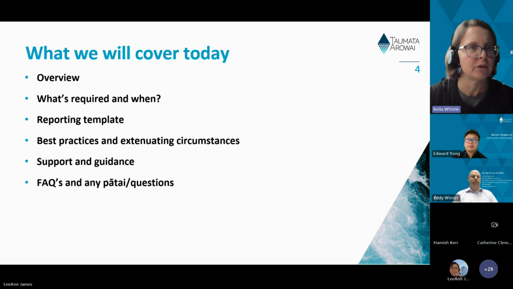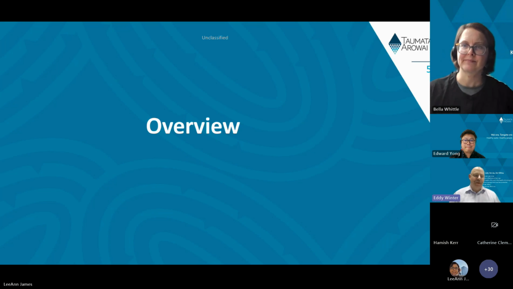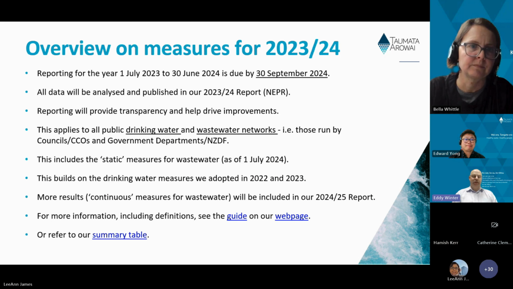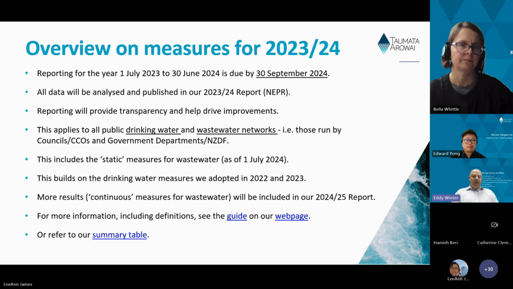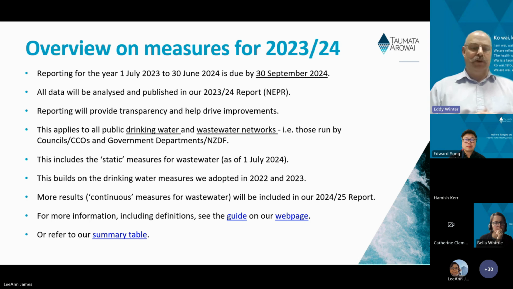So I will hand over to Eddie to go into the template. Sure. Thank you for that, Bella. So we're talking about the measures reporting for the period 23-24. Those measures are due to us by the 30th of September 24, so a couple of months from now. All the data that we receive, we analyse and we'll publish into our annual report, the National Network Environmental Performance Report. The reason we do this is to provide transparency and to help drive improvements across the water sector across Aotearoa, New Zealand. So this applies to all public drinking water and wastewater networks.